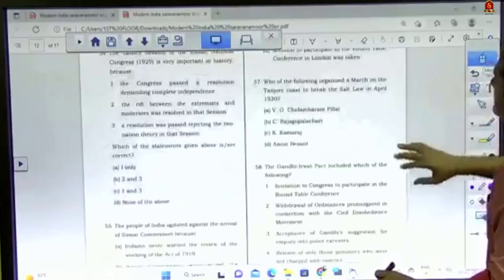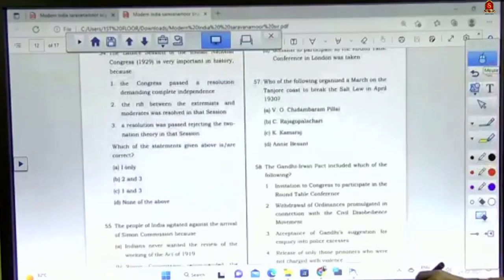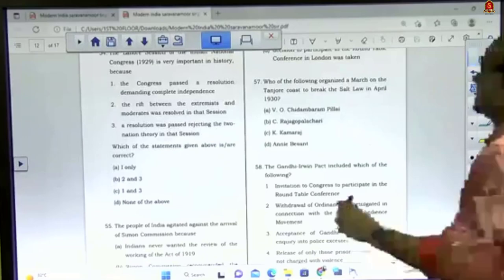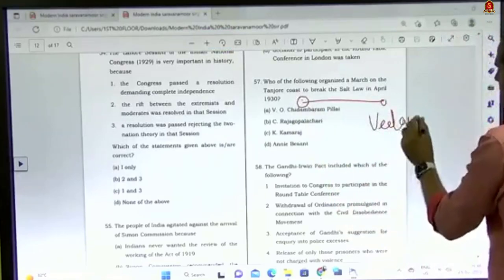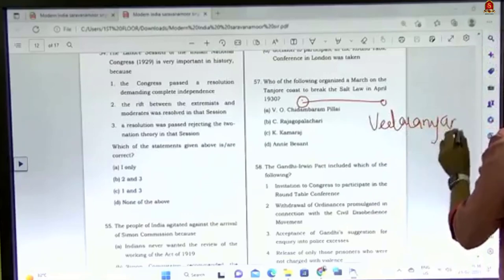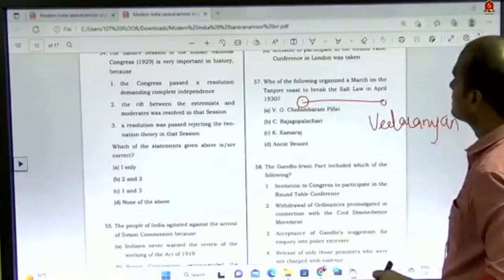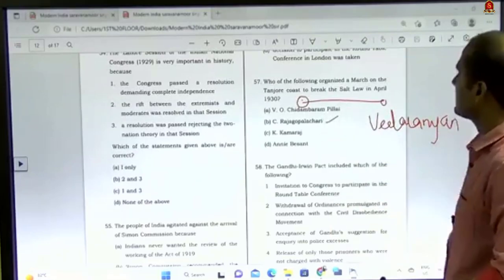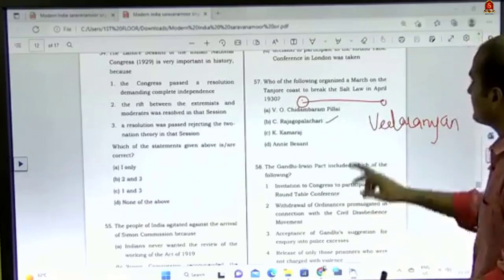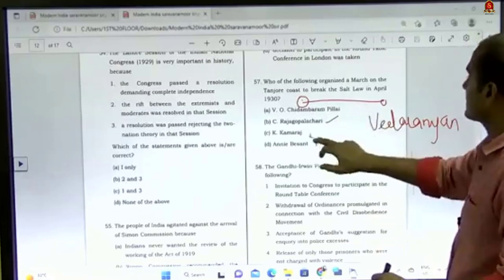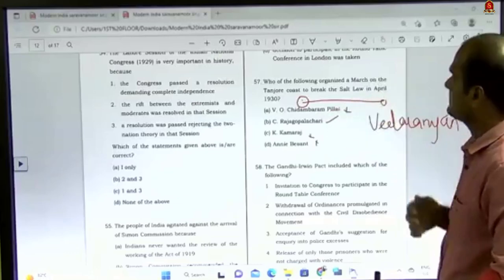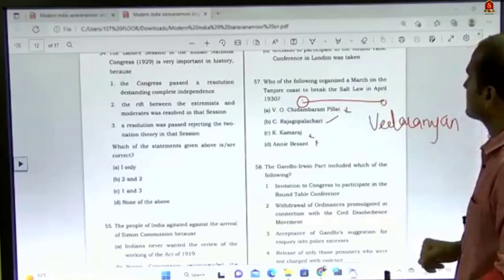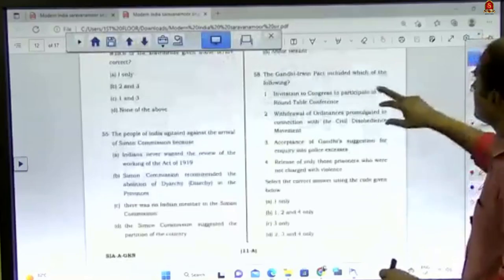Bombay. 57. Who among the following organized a march on the Tanjore coast to break the salt law? Actually, from Trichy to Vedaranyam. Vedaranyam is located near the Tanjore coastal region, by C. Rajagopalachari. Annie Besant was no way. K. Kamaraj, not. V.O. Chidambaram Pillai, by the 1930s, had died. Thus, C. Rajagopalachari.